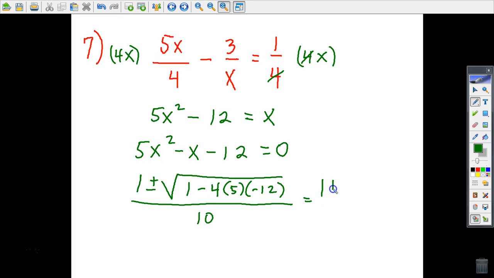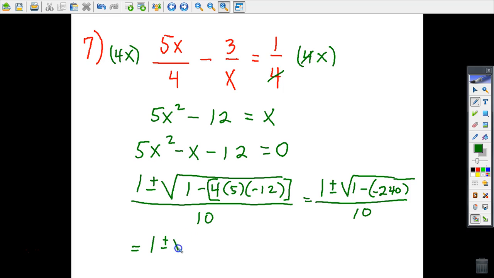So let's go ahead and simplify this radical. That's going to be the square root of 1 minus, if you do this, 20 times -12 is -240. Okay, so we got 1 plus minus the square root of 241 all over 10. I don't have my calculator with me at this moment, but hopefully you do. In cases like this where we can't factor, when we use the quadratic formula, we're going to end up with a decimal answer.